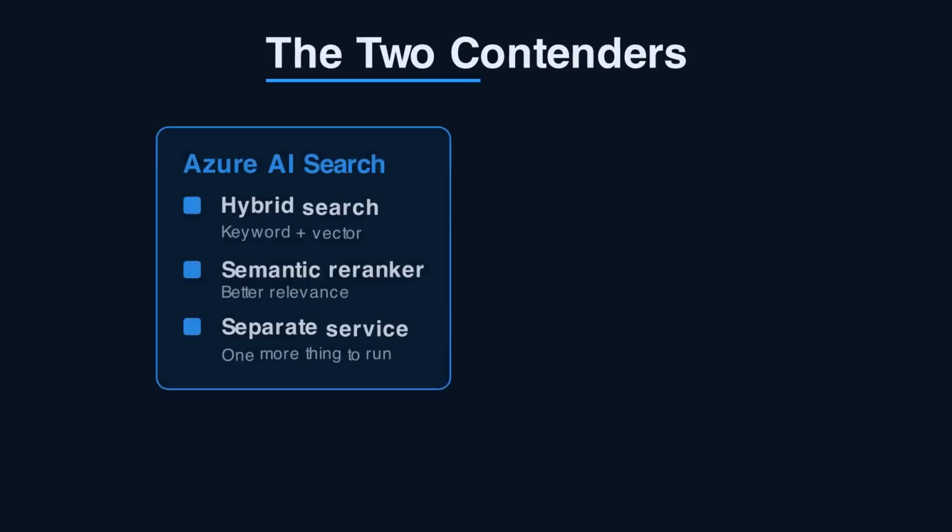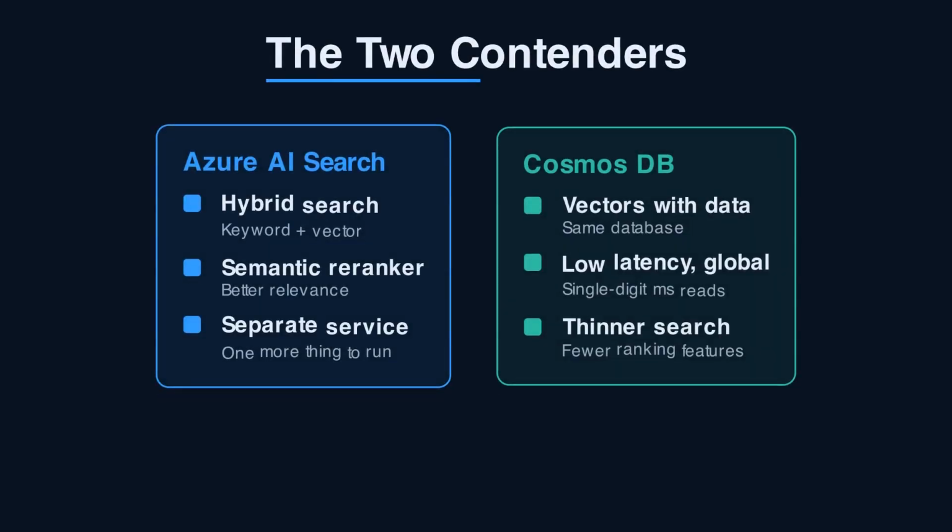Both stores hold vectors and do nearest neighbor search, but they're built for different jobs. Azure AI Search is a dedicated search engine, hybrid keyword plus vector ranking, a semantic re-ranker, filters, and faceting out of the box. Cosmos DB for NoSQL added integrated vector search, so your memories live in the same operational database as the rest of your app data, with single-digit millisecond reads and global distribution. One is a purpose-built retrieval layer. The other folds memory into your existing transactional store.